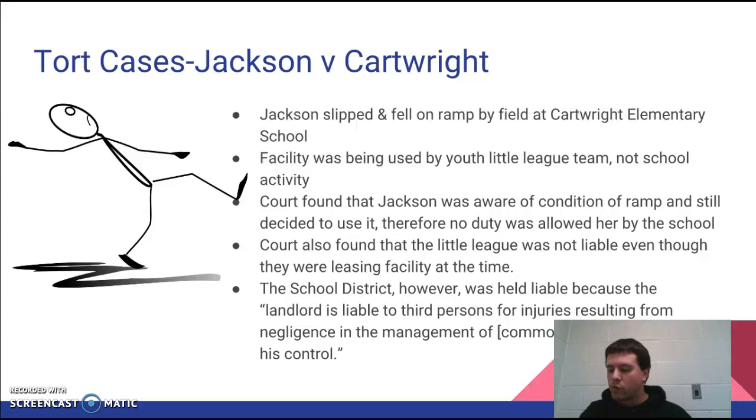The school district, however, was held liable because the landlord is liable to third persons for injuries resulting from negligence in the management of common areas retained under their control. So kind of the big issue that comes with this is schools are presented with an additional duty of care and protection for their students beyond the restraints of school hours. This does not relieve the school of liability if an incident occurs if it's being leased out. Schools still maintain the obligation to protect any invitees that step foot on the grounds.